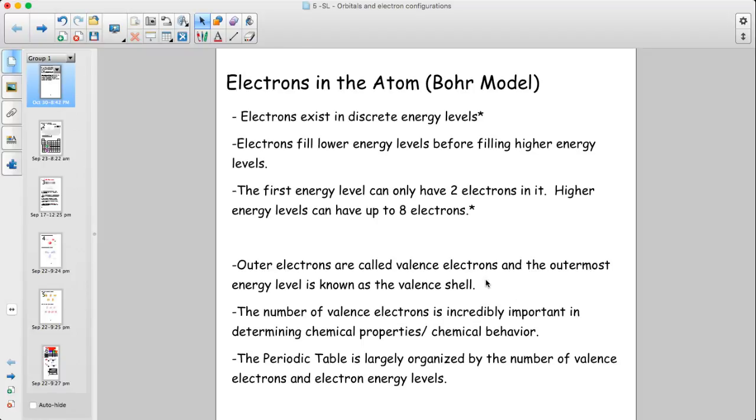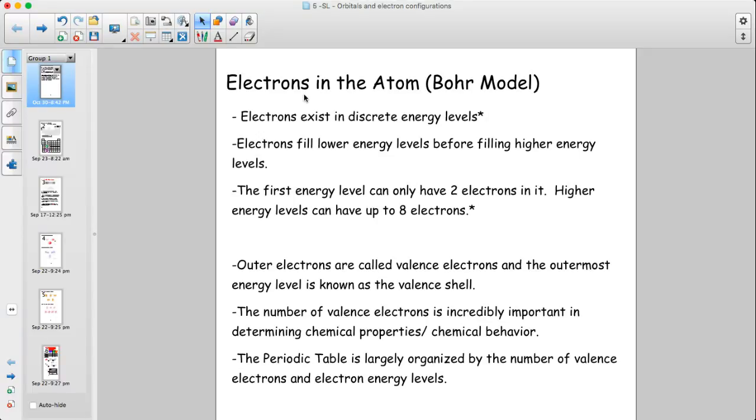After covering the hydrogen emission spectrum, we know a few things about electrons. We know that electrons exist in discrete energy levels. We know that electrons go to the lowest energy state possible, which we call the ground state. We know that those electron energy levels get closer and closer together. They converge as they get farther away from the nucleus.